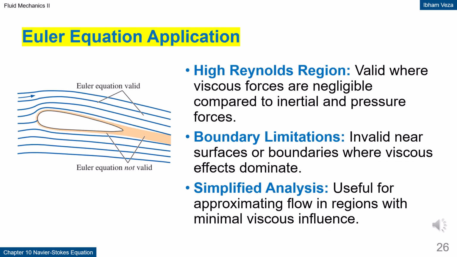Euler equation application. The Euler equation applies in flow regions where viscous effects can be neglected. This usually occurs in high Reynolds number flows far from walls. Near surfaces, this approximation is no longer valid because friction effects dominate. Nevertheless, the Euler equation is very useful for describing the main flow structure. This approach is often combined with boundary layer theory for real flow analysis.